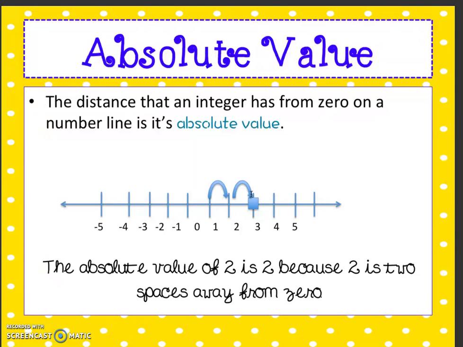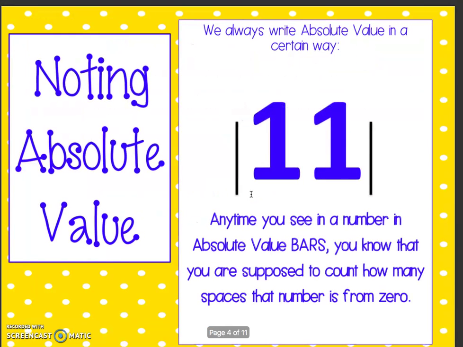Anytime that you're calculating it, you're looking for the distance that that number is away from 0 on the number line. So for example, if we said, what is the absolute value of 999? Well, it's 999 spaces away from 0 on a number line. We might not draw that out, but we know that when we are talking about absolute value, we're talking about those distances.